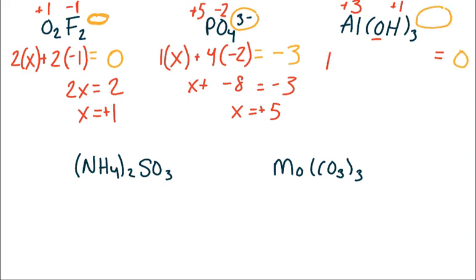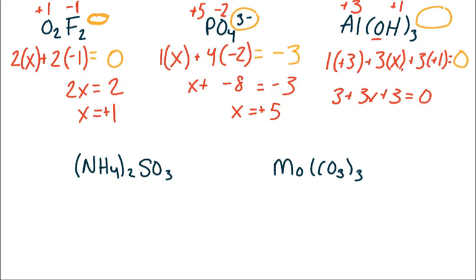Then we have 1 aluminum with a +3 charge. We have 3 oxygens with an unknown charge. And we have 3 hydrogens with a +1 charge. So then we can just solve this algebraically. So we have 3 plus 3x plus 3 equals 0. So 3x is equal to -6. So x is equal to -2.